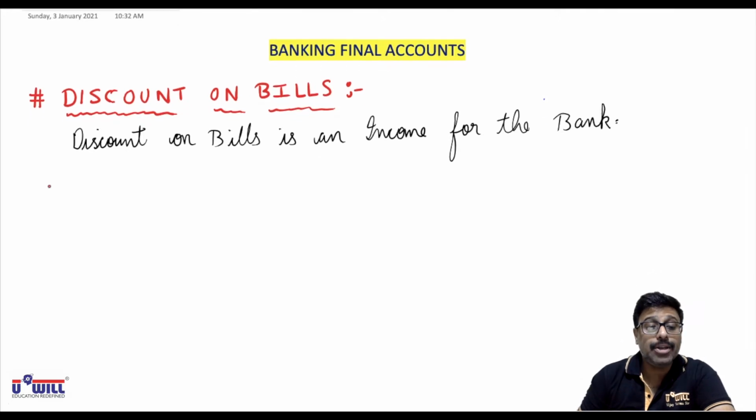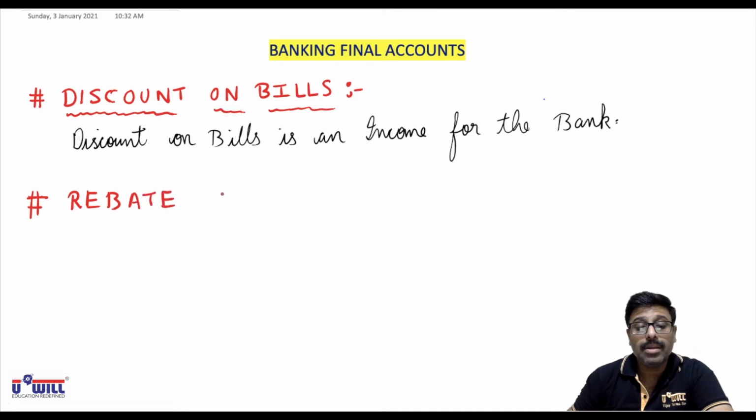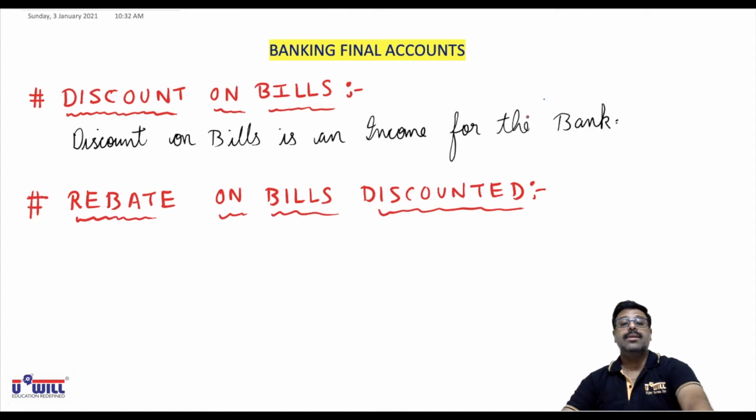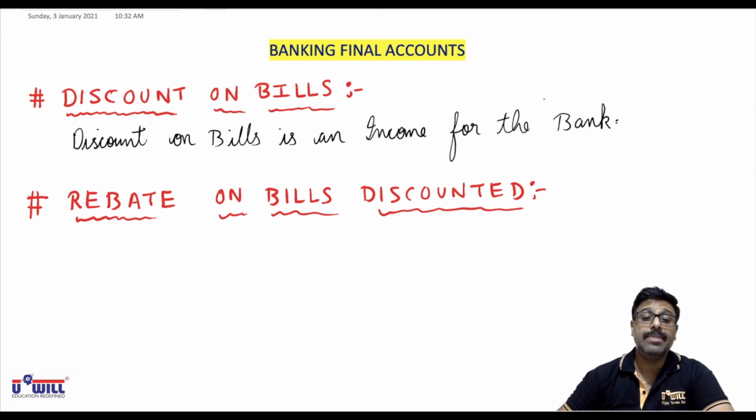Now we understand a new term, so all of you give the heading: rebate on bills discounted. It's a new concept we are going to understand today, and maybe you have heard this word for the first time. Rebate, rebate on bills discounted particularly. Now understand what this means. First understand the concept, and then in simple language I'll make you write what it means.